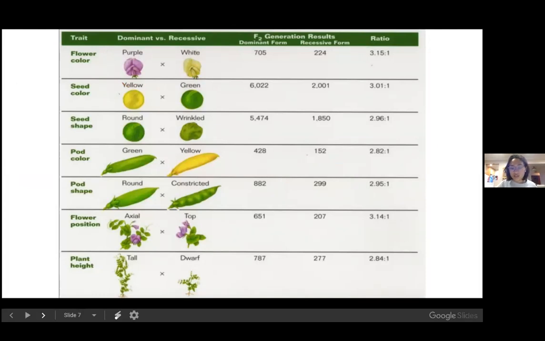Pause right here. Okay, a little bit of technical issues, but I am back. Anyway, back to Gregor Mendel and his peas.